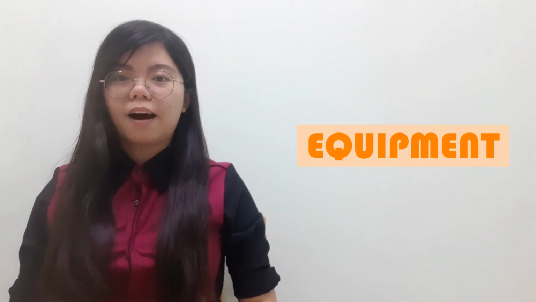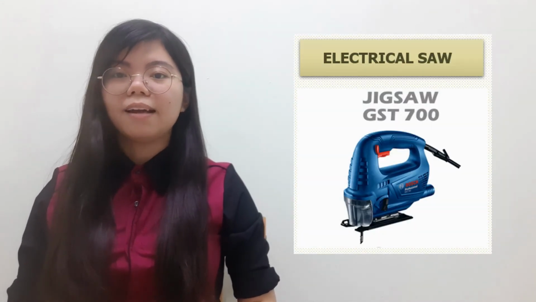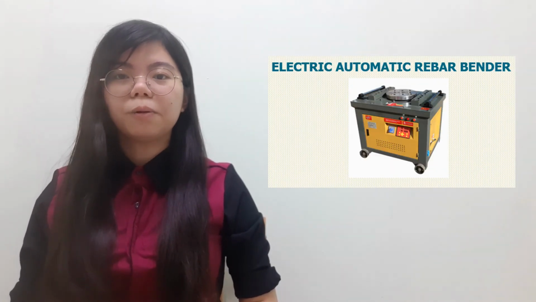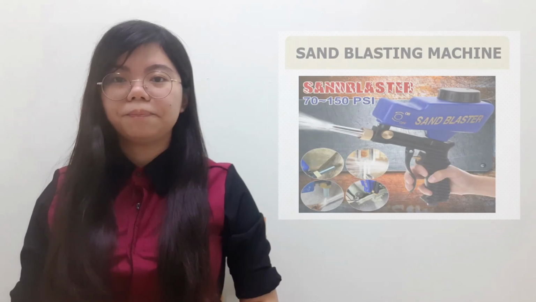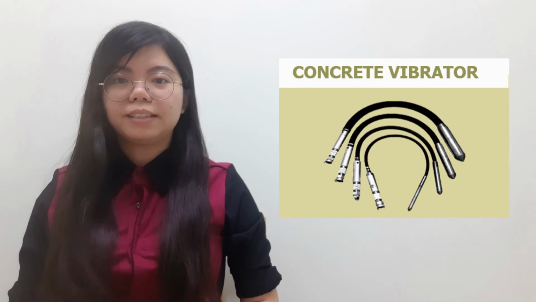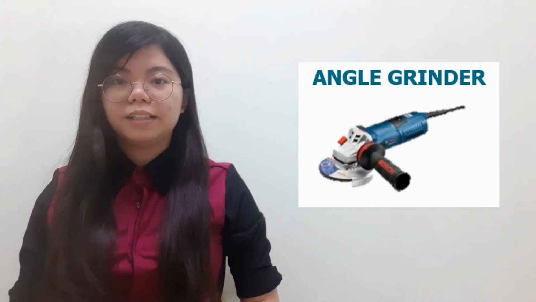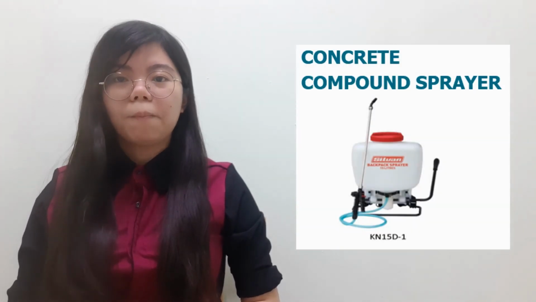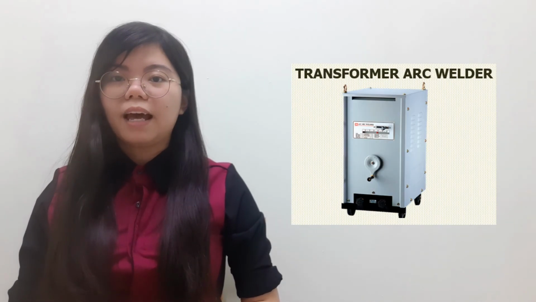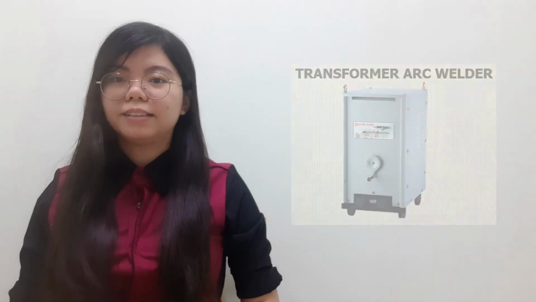On the other hand, the equipment used are dewatering pump, demolition hammer, electrical saw, electric heavy-duty rebar cutter, electric automatic rebar bender, sand blast machine, concrete vibrator, angle grinder, concrete compound sprayer, painting spray gun, and transformer arc welder.